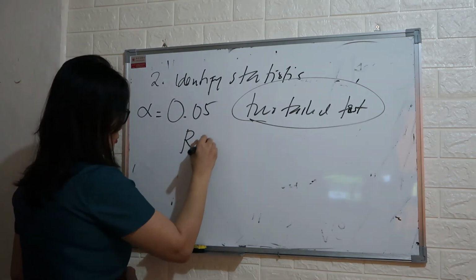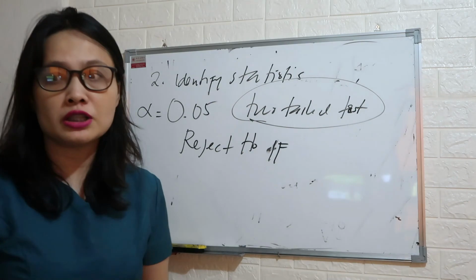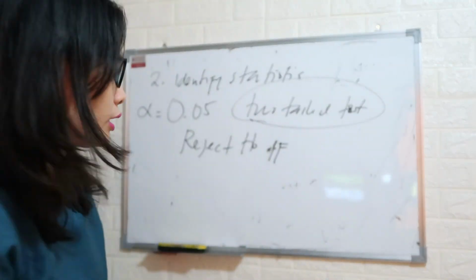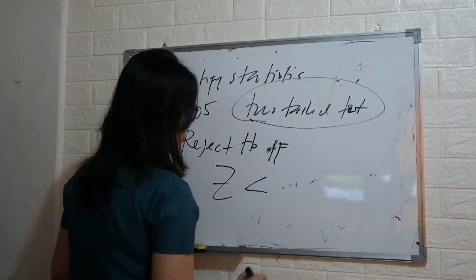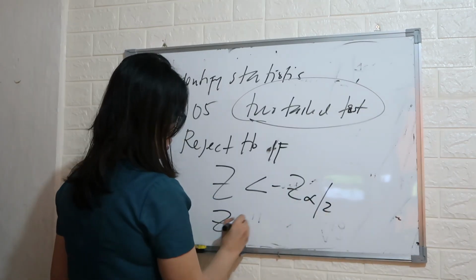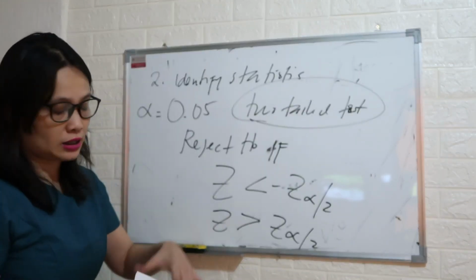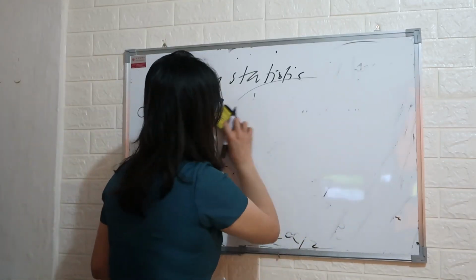Remember, reject HO if, there are two conditions for a two-tailed test: if Z is less than negative Z alpha over 2, and the other one is Z is greater than Z alpha over 2. Okay, it is a two-tailed test. So let's proceed now to the computation.